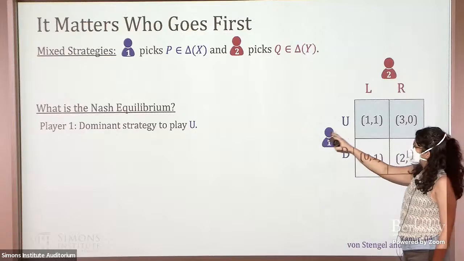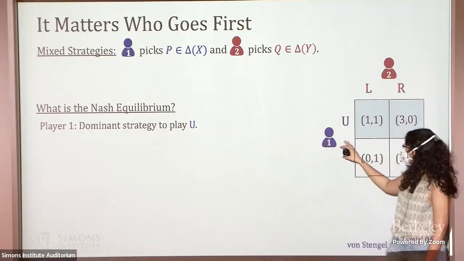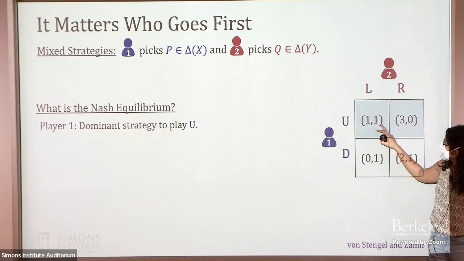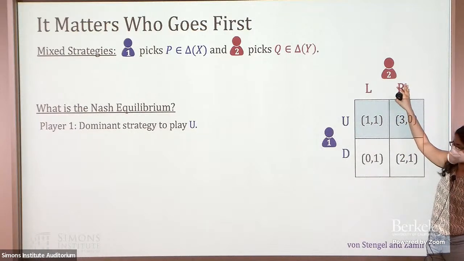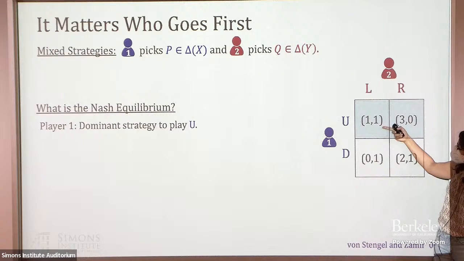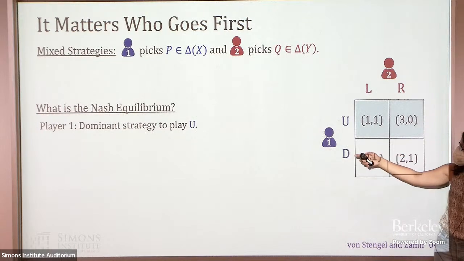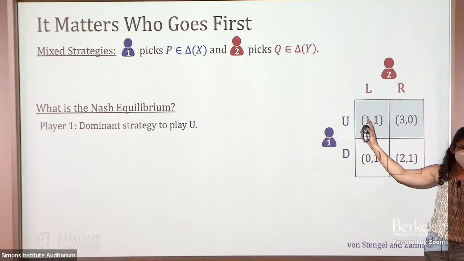And the interesting thing here is that this is actually quite simple to compute for this game because player one has a dominant strategy. What that means is that for every cell, no matter what player two has played, player one would rather play up because it's getting more utility by playing up, regardless of what player two has done. So player one in any Nash equilibrium should be playing up.